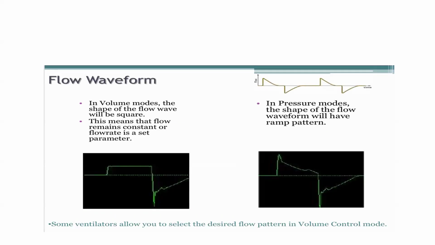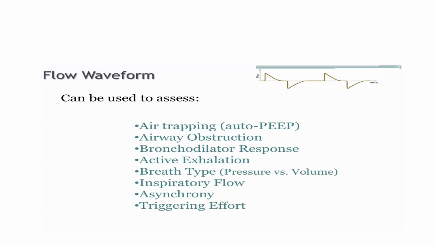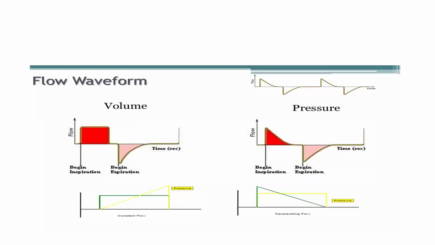Then the flow waveform. In volume mode, the shape of the flow will be square. This means that the flow remains constant, or the flow rate is a set parameter. Then in pressure mode, the shape of the flow waveform will have a ramp pattern. The flow waveform can be used to assess air trapping, airway obstruction, bronchodilator response, active exhalation, breath type, inspiratory flow, asynchrony, and triggering event.